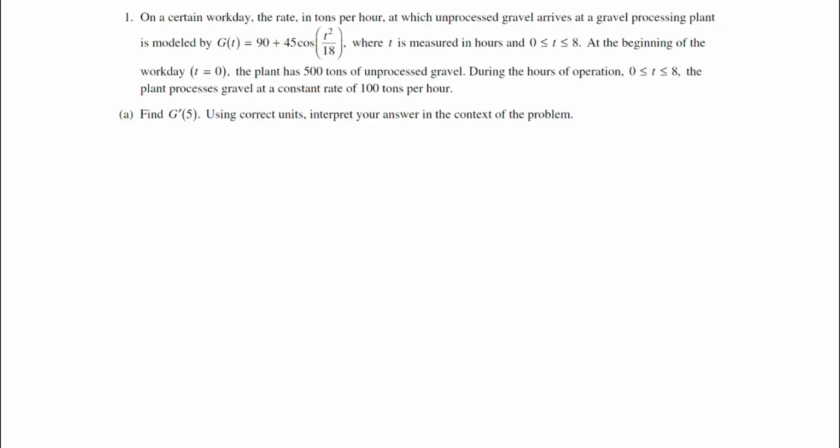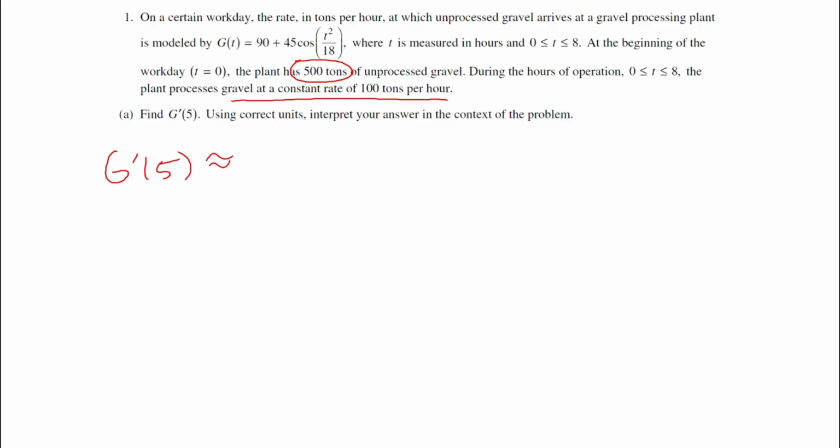And it tells us that at that time we have this initial condition that we have 500 tons of unprocessed gravel. And we want to know a bunch of things about this, but it also tells us that during the hours of operation, they're processing the gravel at a constant rate of 100 tons per hour. So first off, it says what's g prime of 5, and use correct units to interpret that in the context of the problem. Well, luckily this is a calculator problem, so we can just have our calculator approximate g prime of 5.